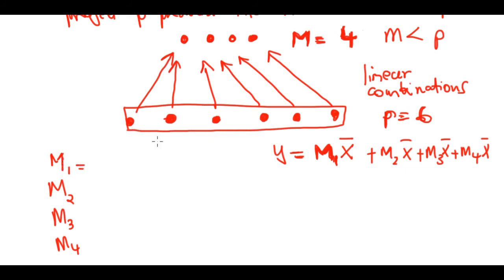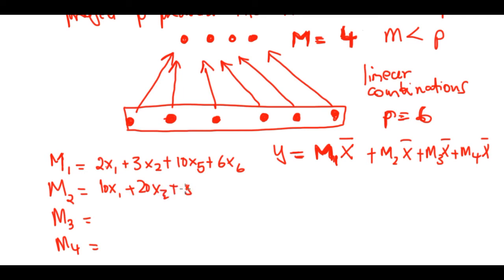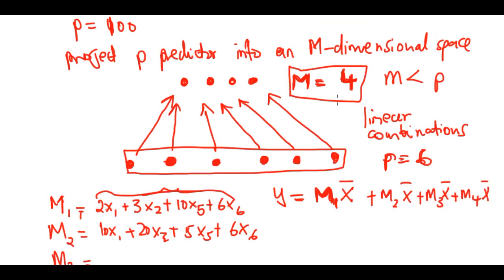So m1 might be 2 times x1 plus 3 times x2 plus 10 times x5 plus 6 times x6, or whatever it is. And then m2 is going to be maybe 10x1 plus 20x2 plus 15x5 plus 6x6. And then m3 will be another equation. So these are the linear combinations. They're basically just the addition of the original predictors that we had. And now we are dealing with a reduced dimension. We have reduced the dimensions from 6 to 4.